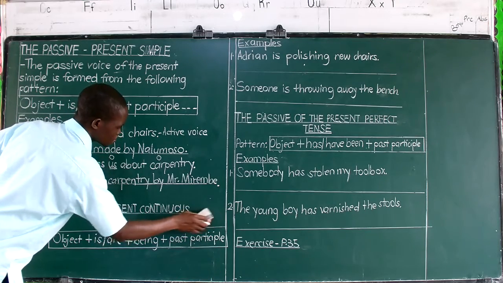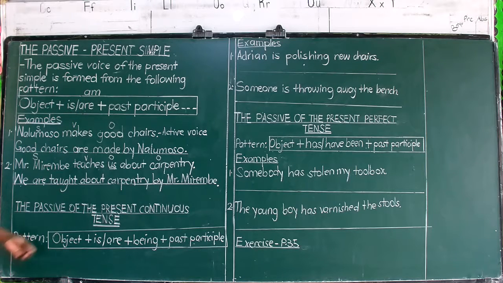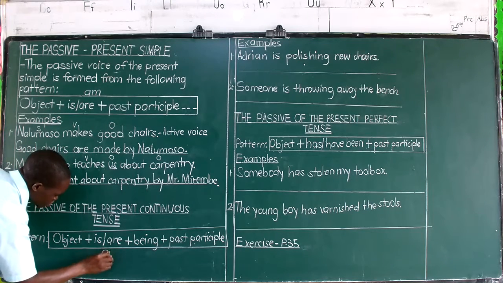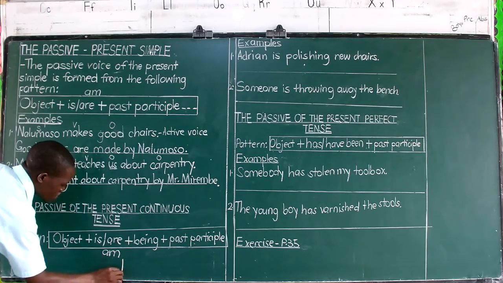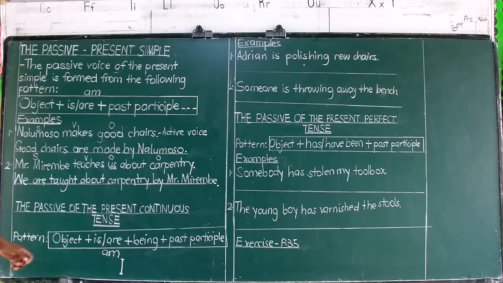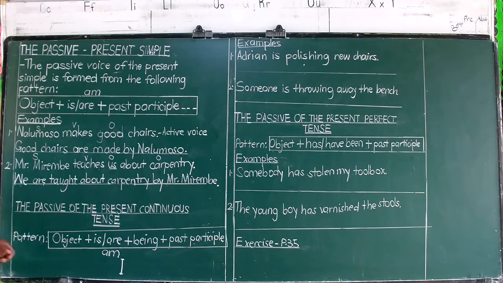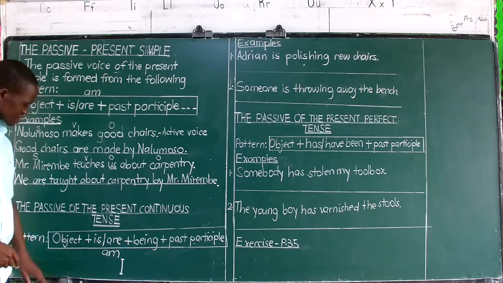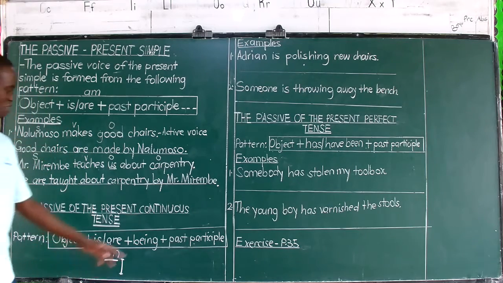You're given a sentence in the present continuous. How do you change it to passive voice? This is what you do. You're going to follow the pattern, which again includes an important helping verb, and that is "am." Am is used with the pronoun I. If the pronoun I is your object, then you're going to use "am" as the helping verb. For other objects, you're going to use is or are as your helping verb. So we have the pattern as object plus is, are, or am, plus be.